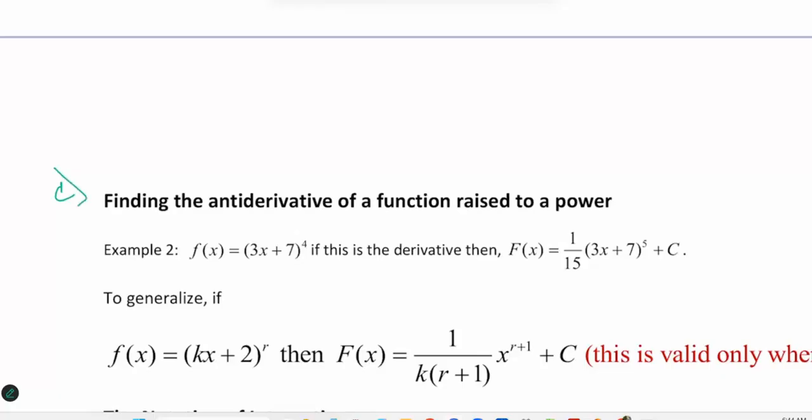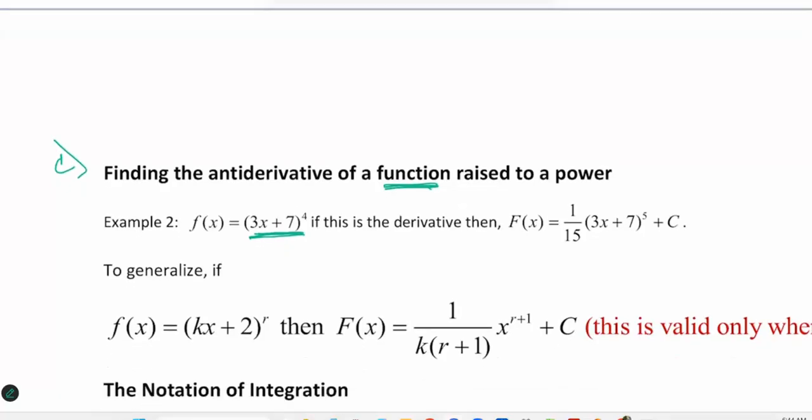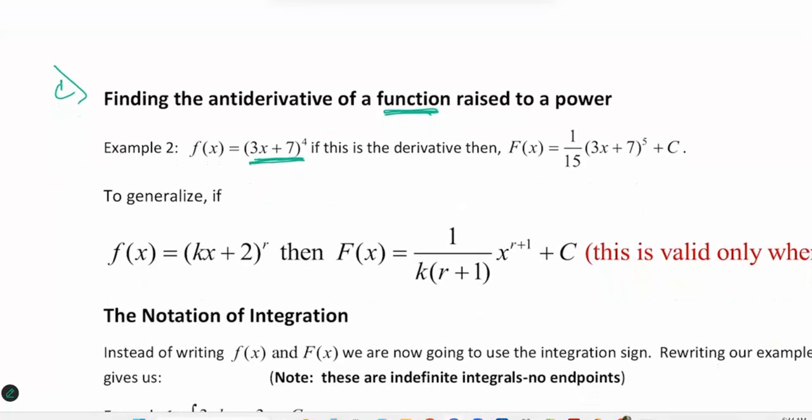Finding the antiderivative of a function raised to a power. Here's your function. This is the situation when, if you were taking the derivative, you would have to use the chain rule. So you're going to have to account for that. So let's figure out what we're going to do. So let's look at the generalization first.